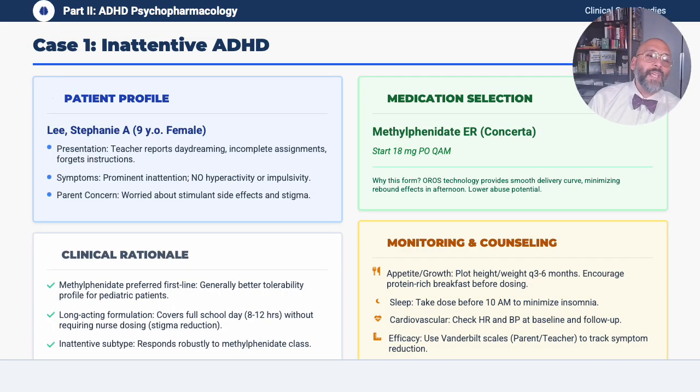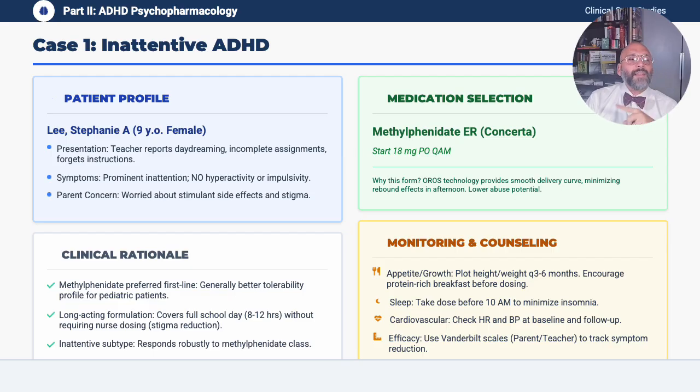So let's look at this case here. We have a 9-year-old girl, Stephanie Lee, who presents with the classic inattentive ADHD. Now, her teacher's reporting daydreaming and incomplete assignments. She forgets instructions. But what's notably absent, and also as important, we're not getting reports of hyperactivity, impulsivity. That matters because inattentive ADHD is often missed, especially in girls, and frequently misinterpreted as anxiety, low motivation, or immaturity.